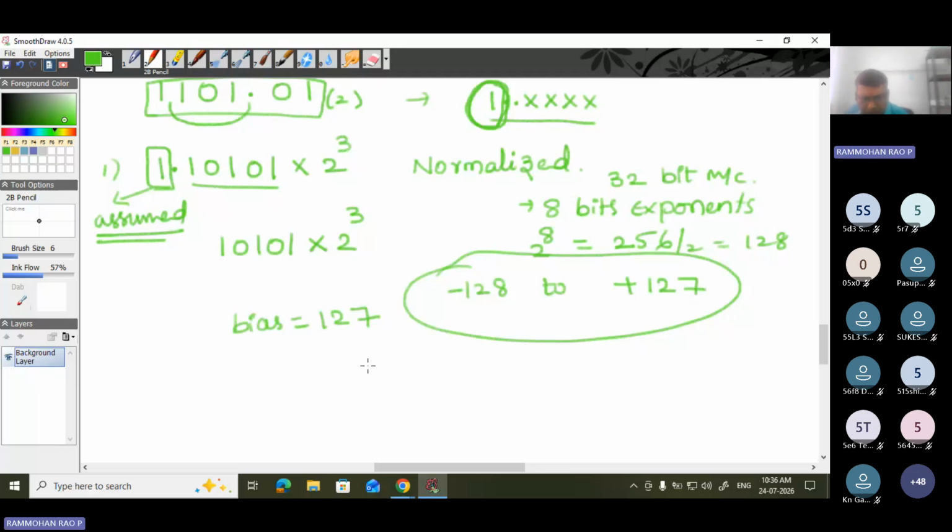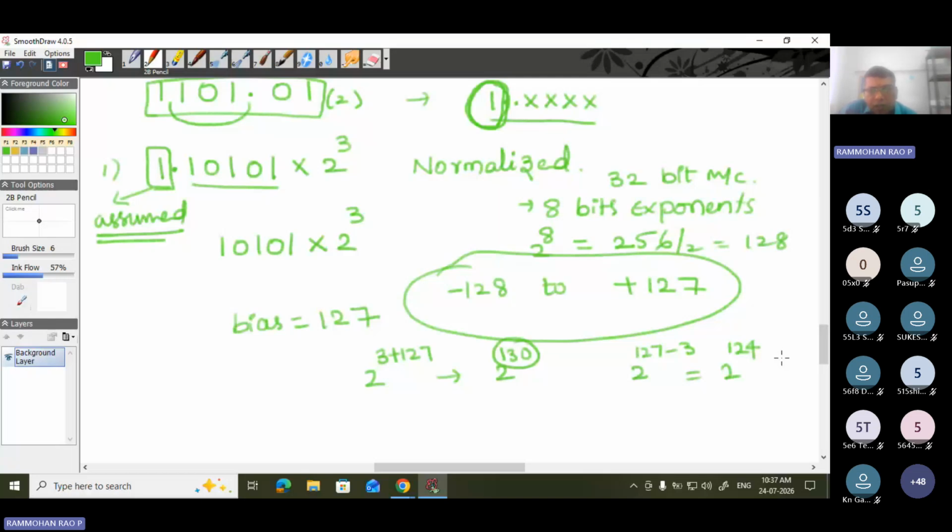If the exponent is 3, I will store 3 plus 127, or you can say 127 plus 3, both are the same. I'll store 130. Suppose the exponent is minus 3, then I will write 127 minus 3, which is 124. So the idea is, if there are negative exponents, I still want to store a positive number.